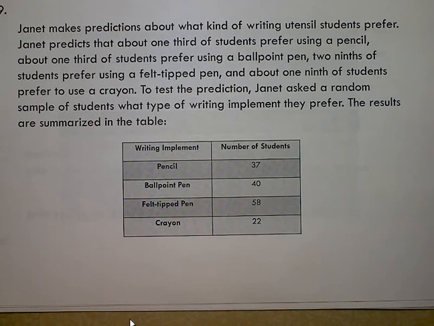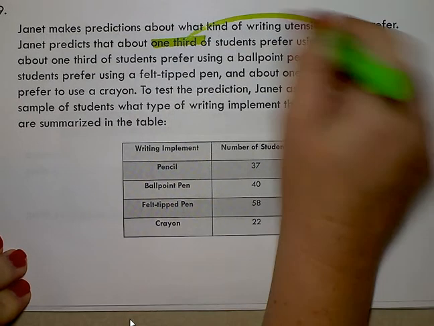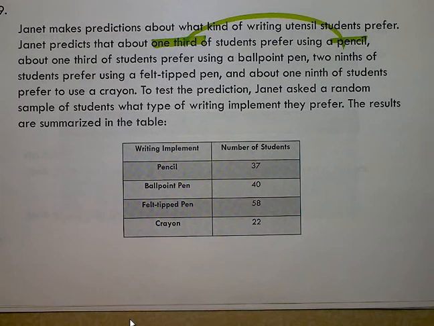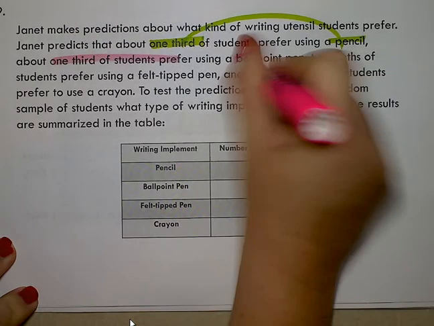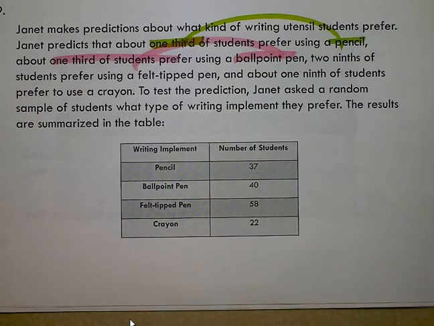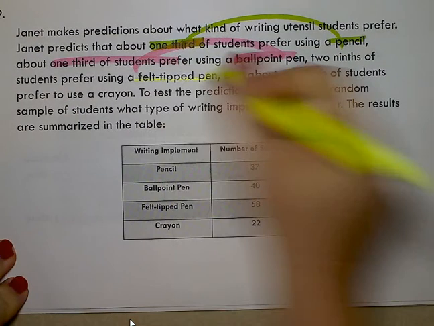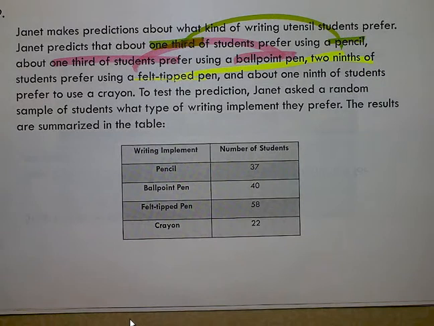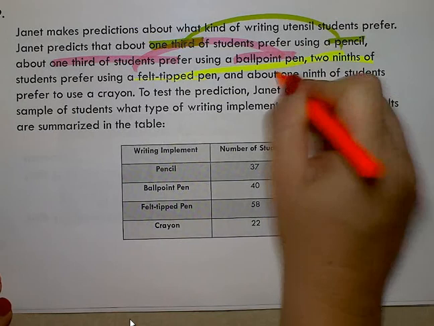So we have two different things we're comparing. Her predictions and what students actually responded to on the survey. So I'm going to go through and talk about her predictions. 1/3 pencil, that's one thing she says. And what else do we have? We have 1/3 pen, 2/9 use a felt point pen, and 1/9, geez, they're getting into hard fractions here, and 1/9 of students use crayons.